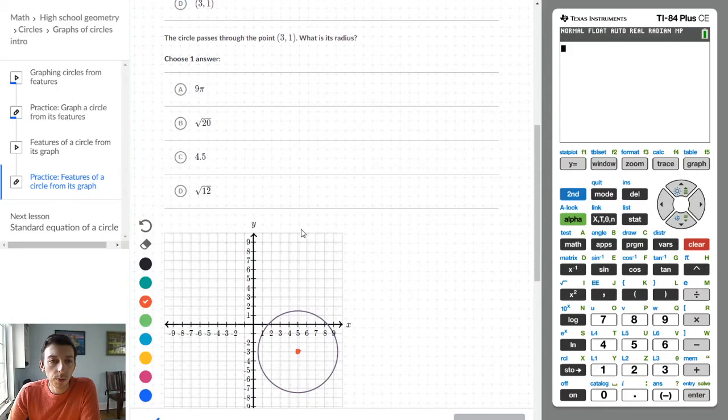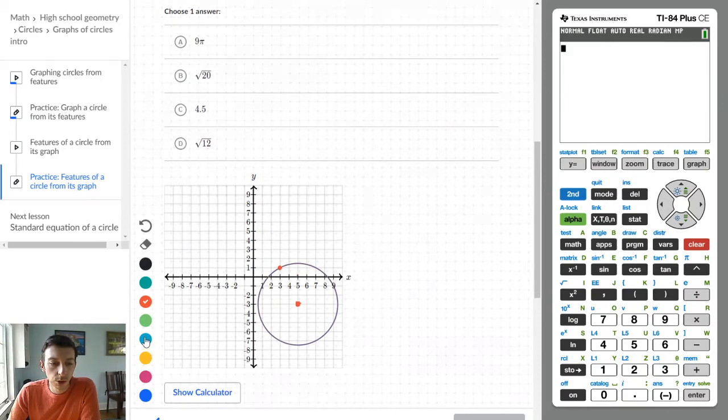So +5, -3. It says the circle passes through the point 3, 1. So I've made that point. And it says, what is its radius? Now again, the radius is the distance from the center to a point on the circle, and that is going to be this distance here.